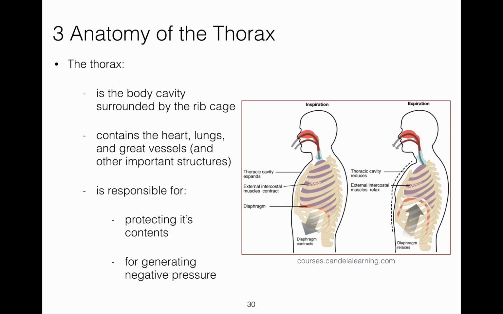3. Anatomy of the thorax. The thorax is the body cavity surrounded by the rib cage. The thorax contains the heart, lungs, and great vessels, as well as other important structures. The thorax is responsible for protecting its contents, the heart and lungs, and for helping to generate negative pressure, because air moves from regions of high to regions of low pressure. Therefore, the passage of air into the lungs works in a similar way to the passage of blood through the cardiovascular system.